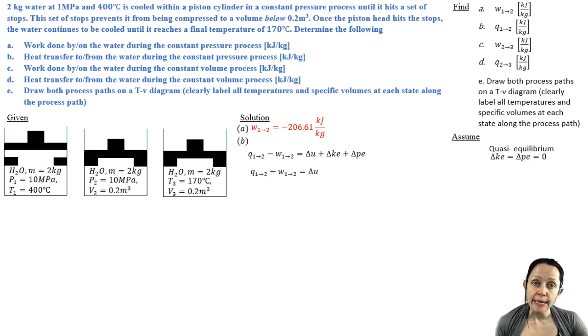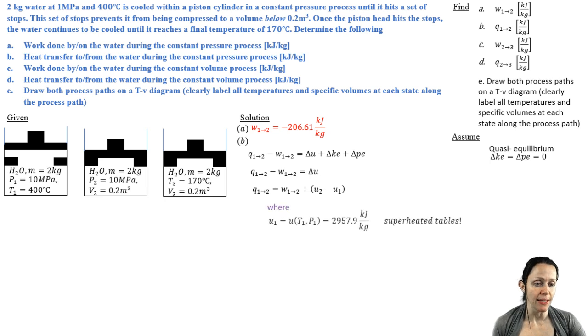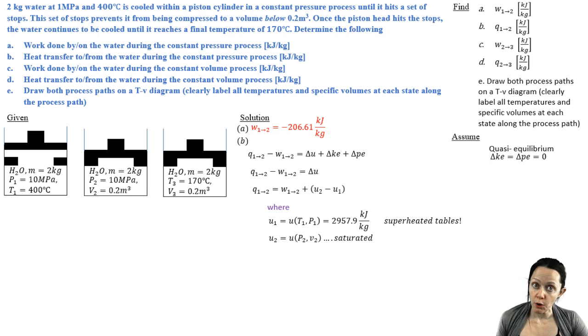I'm going to ignore kinetic and potential energy changes from 1 to 2 because I don't know anything about it anyway. I'm going to bring the work over to the right-hand side of that equal sign, and then I'm going to look up U1 and U2. Once again, state 1 is superheated. I already verified that, and so I can look in the superheated tables and pull off that U1 value. For U2, the two independent intensive properties that I know are pressure, 10 megapascals, and the specific volume that I calculated in part A, which is 0.1 meter cubed per kilogram.